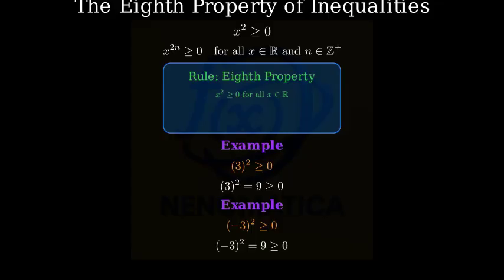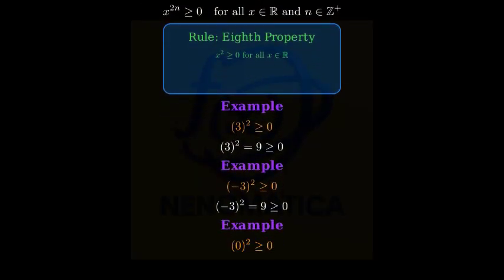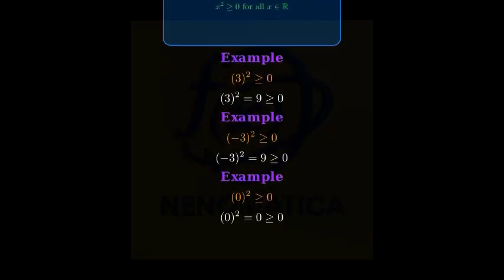When we square negative 3, we get 9, which is also greater than 0. So negative 3 squared equals 9, which is greater than or equal to 0. This shows that the property works for negative numbers too. Example, let's try with 0. When we square 0, we get 0, which is equal to 0. So 0 squared equals 0, which is greater than or equal to 0. This confirms that the property includes equality when x equals 0.